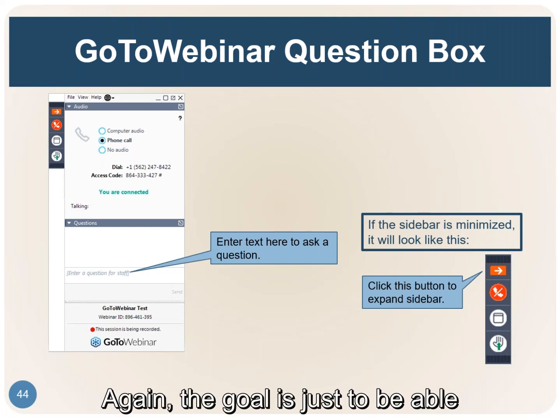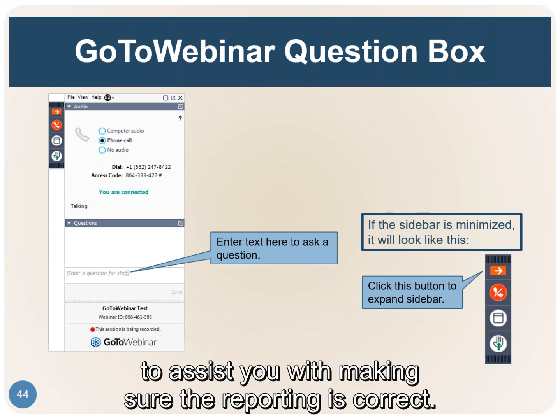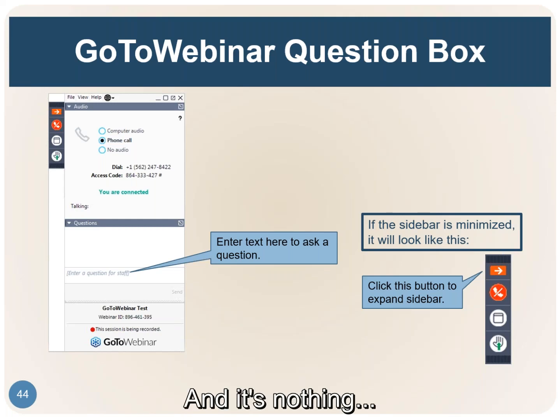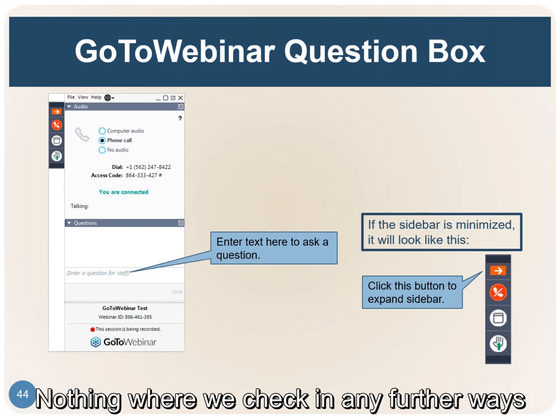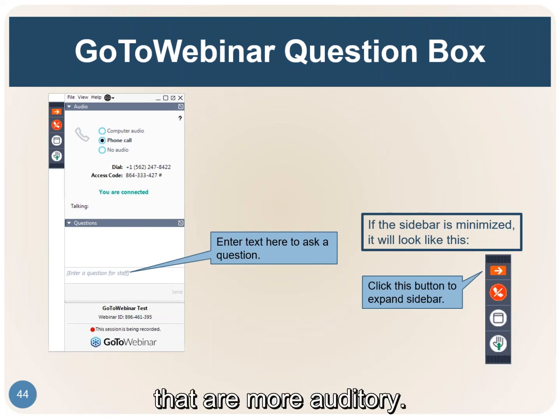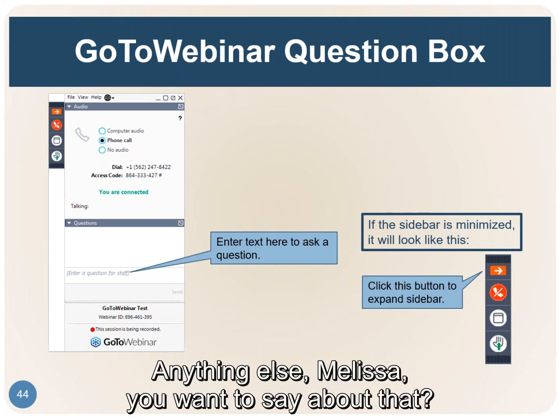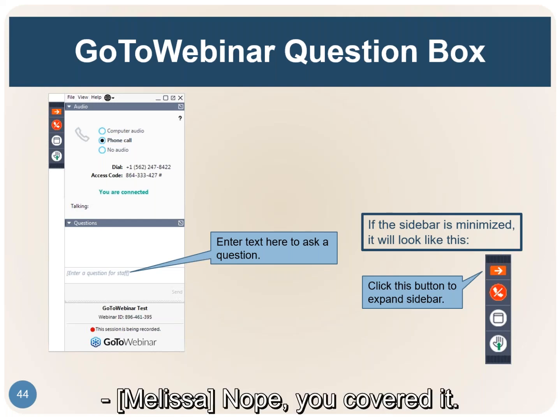Again, the goal is just to be able to assist you with making sure the reporting is correct, and it's nothing where we check in any further ways that are more auditory. Anything else, Melissa, you want to say about that? Nope, you covered it.